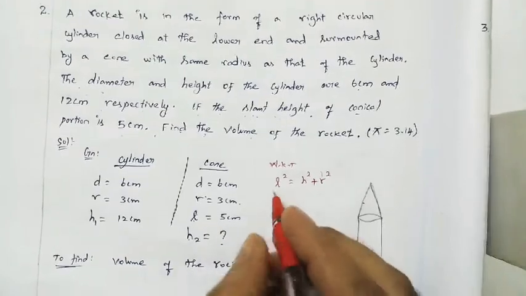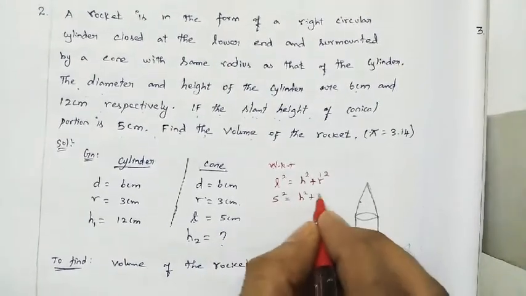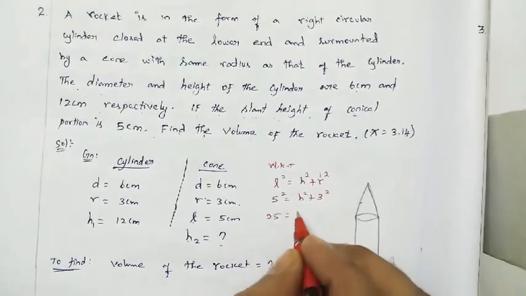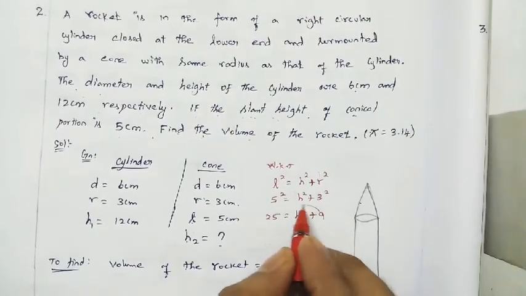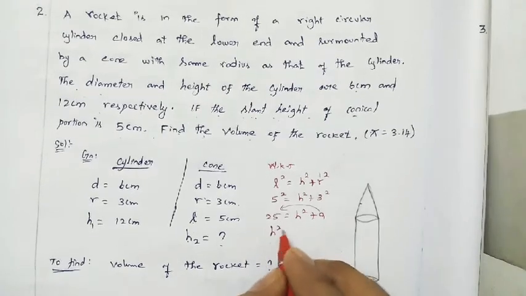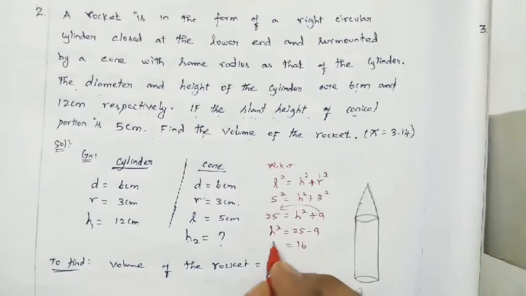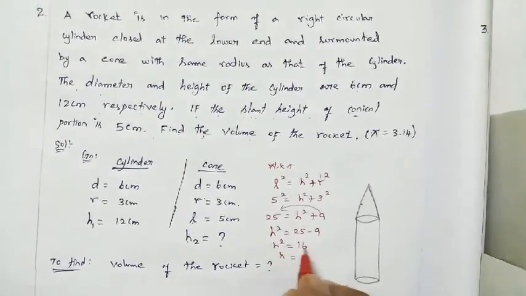So what is the value of L? 5. So 5 square is equal to h square plus 3 square, right? So 25 is equal to h square plus 9. Just bring the 9 to the LHS; plus 9 will become minus 9. So h square is equal to 25 minus 9, which is 16. H square equal to 16, then h is equal to 4. Taking square root on both sides, square root of 16 is equal to 4.